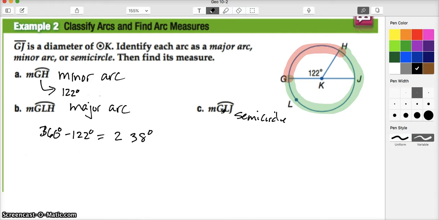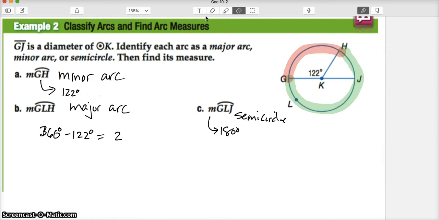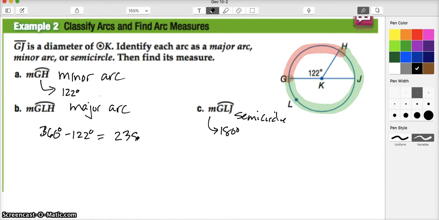And because it's a semicircle, we know that its measure is 180 degrees. So that arc measures 180. This arc measures 238 degrees. And this one here is 122.